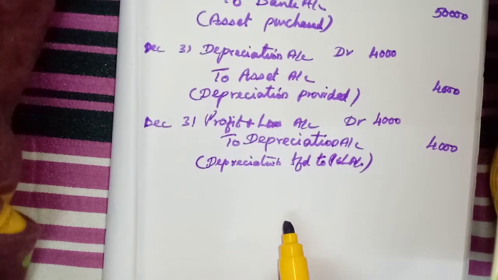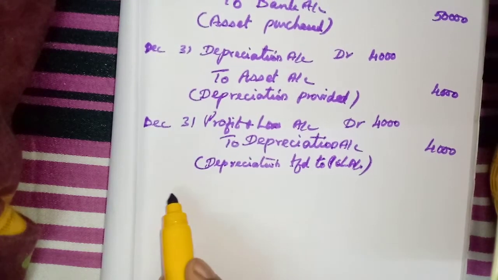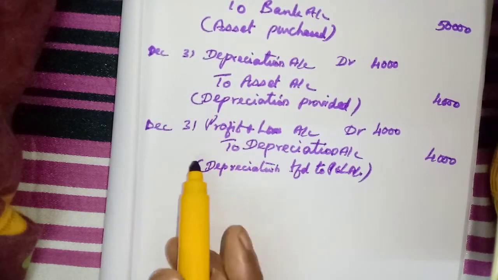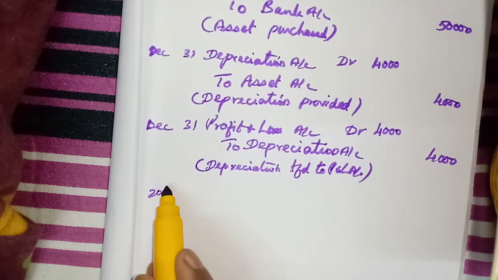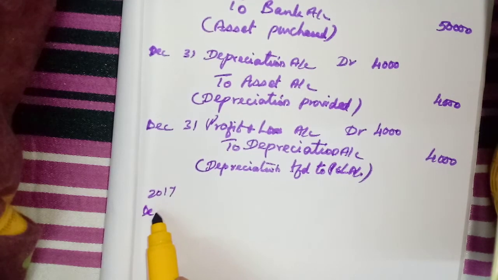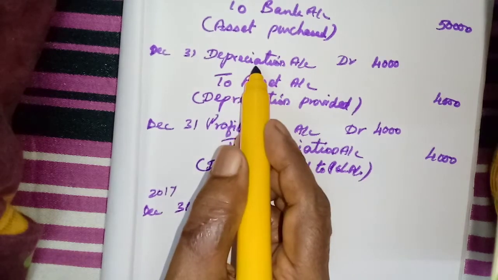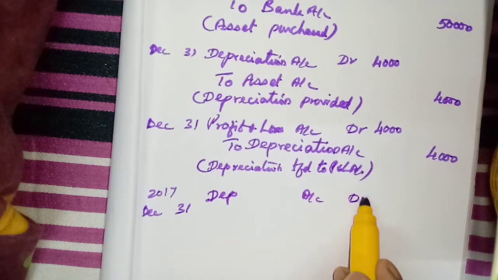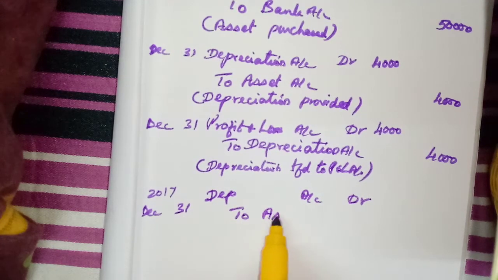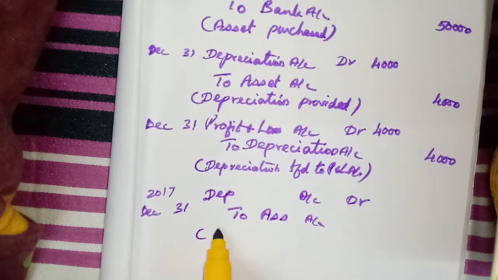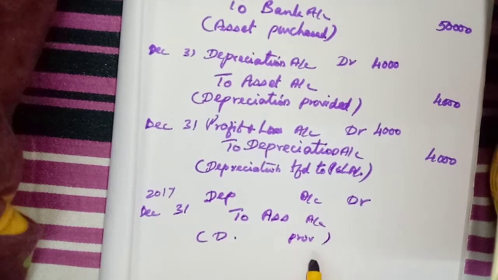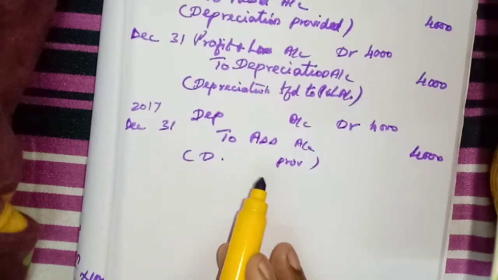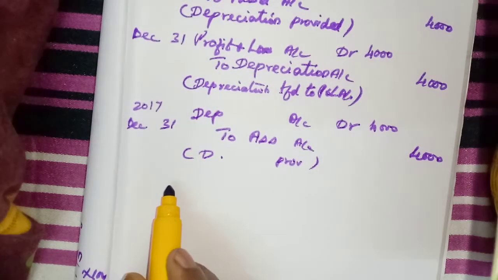Now the first year is over, isn't it? Next, for the second year, the first asset you have purchased, again no need to write. So at the end of next year, you write 2017 December 31. Then this entry we need to write: depreciation account debtor to asset account, depreciation provided, same amount 4,000. Then the same we need to transfer, isn't it?